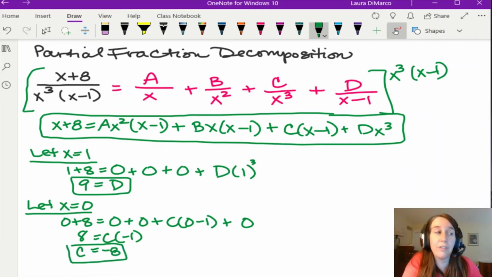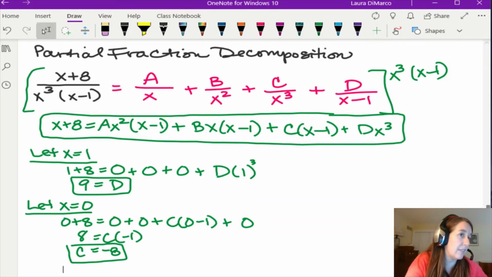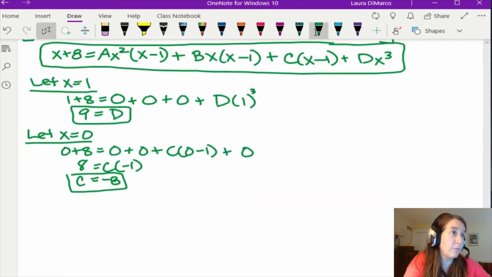Okay, so wonderful. Now we have c and d. We know the numbers, but we do not know a and b yet. We have to still find those. And you can probably see, I don't think there's a way to let x equal a number that will help us solve for a or b. So it looks like we have to go back to our system and solve the system for the rest. So let's create that system for ourselves and review how we do that.